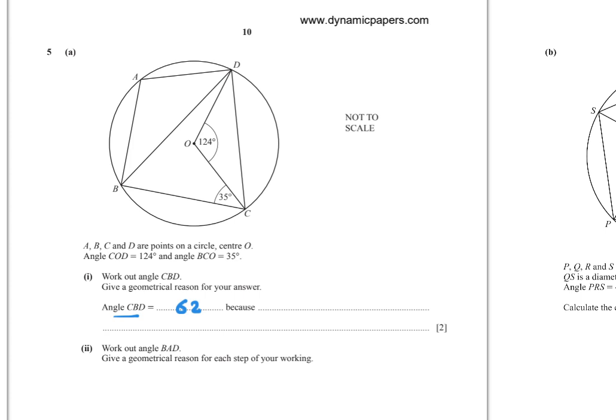So because central angle double circumference angle.